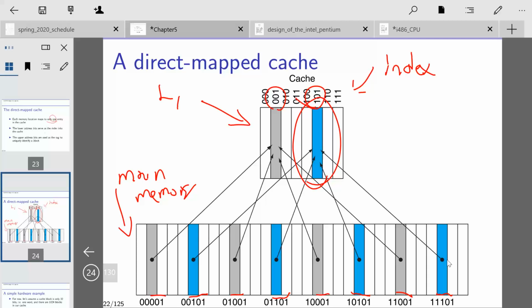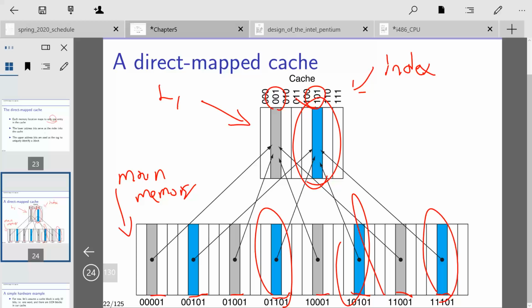Now the question you might be asking yourself is, how? Once you index the cache and pull that data from the cache, how do you know that that's the exact data that you want? Because this is a many to one mapping. Many blocks map to one block in the cache. So when you pull data from the cache, how do you know which one of these blue blocks it is?